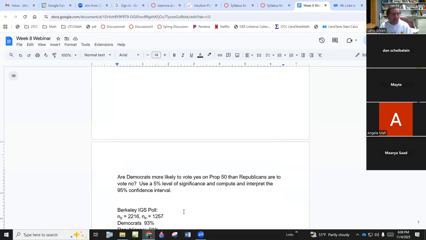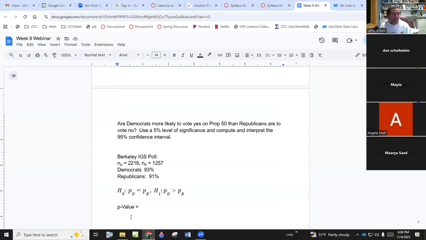Okay, so because of that, we have proportions, but now we don't know about either population. So we're comparing two populations. So H naught: now we're going to have the proportion of Democrats, and I'm writing PD, for the ones that are voting yes, equals the proportion of Republicans who are voting no. Any questions on that?